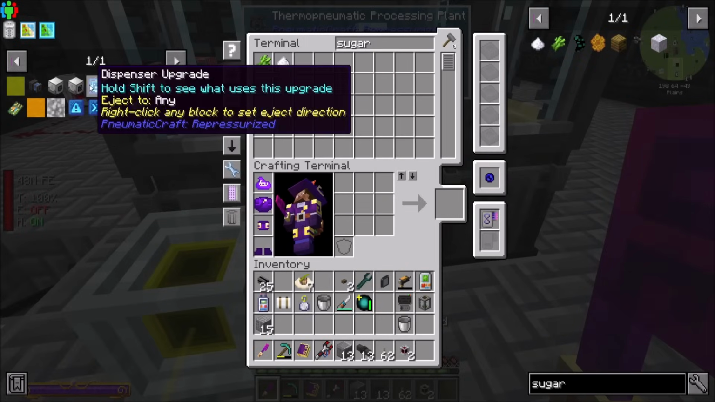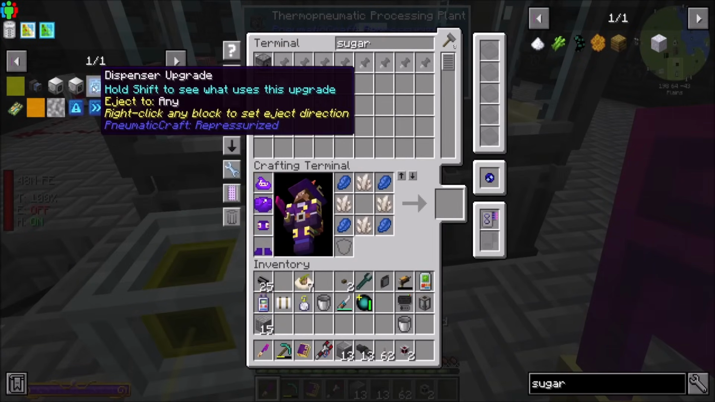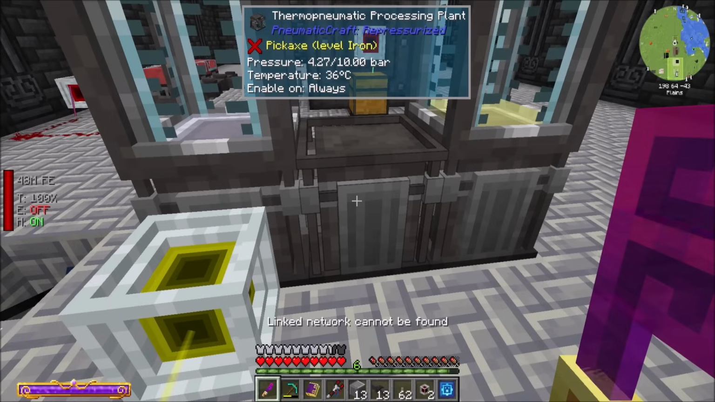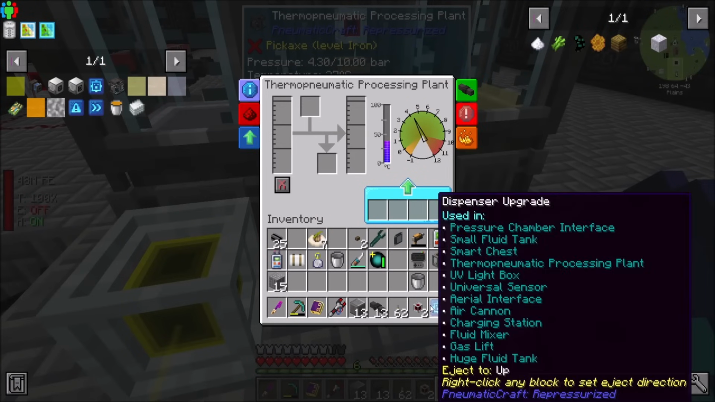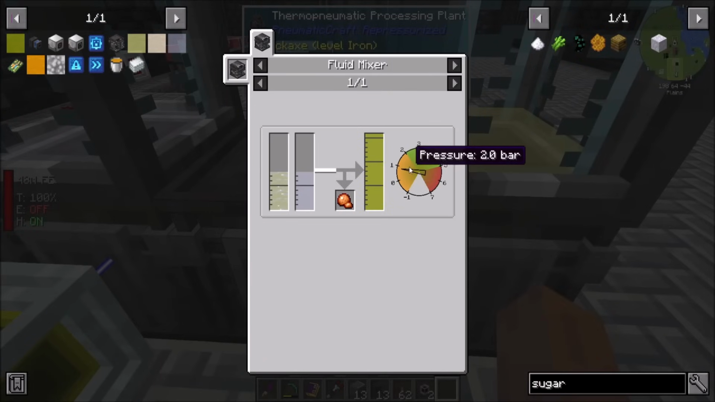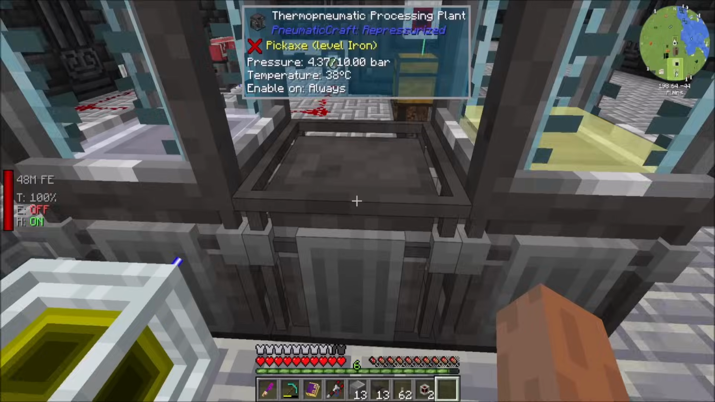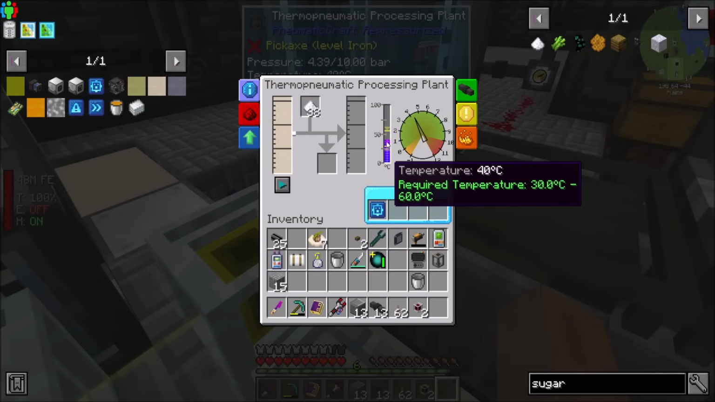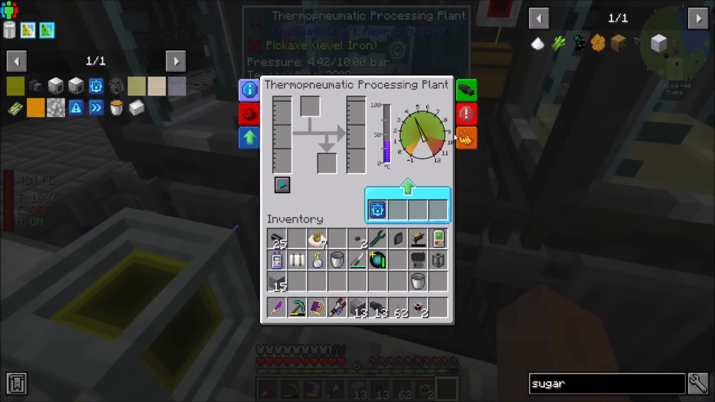And then I want one more dispenser upgrade. Again, on the top of the block. And then for biodiesel, it's just pressure that we care about, not heat. So we don't care about the heat at all. Okay. You'll notice this thing is getting a little heat from here because he's sharing his heat because they're touching each other. It's kind of a neat thing to note. Very, very cool, actually.